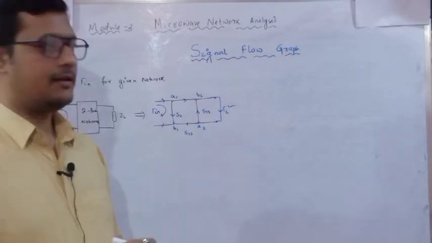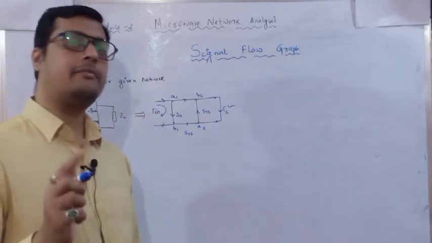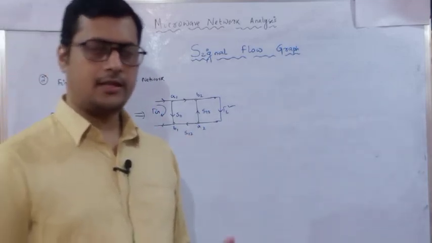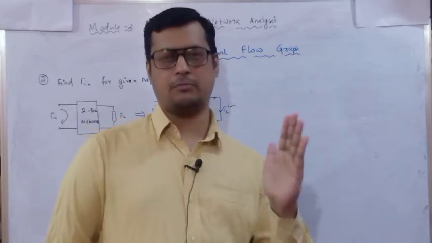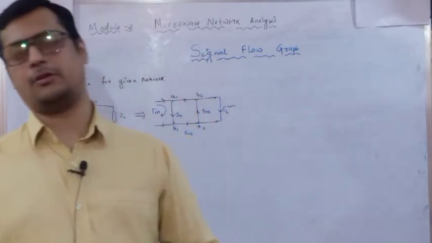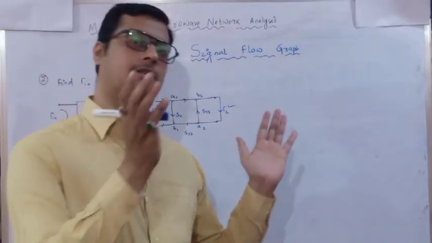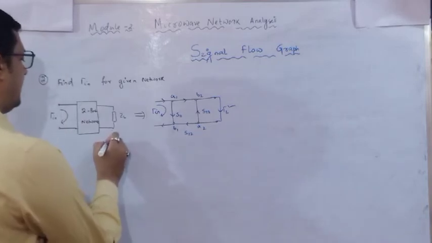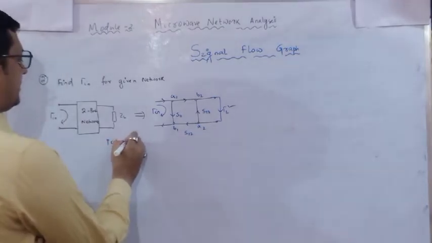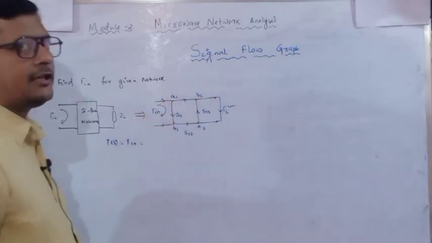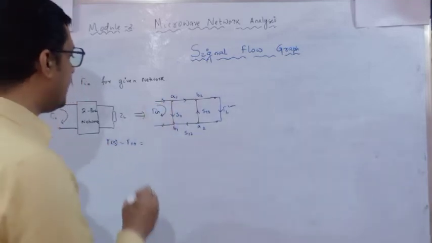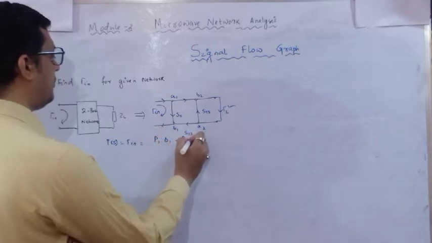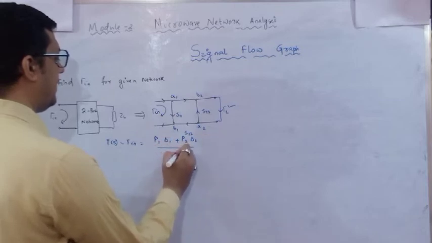It is simple. First of all, you need to identify how many forward paths are there. Then you have to identify how many loops are there. Then you have to identify how many non-touching loops there are with respect to path 1 and path 2. And then you have to substitute all these things in Mason's gain formula. Since it is a two-port network, my transfer function is nothing but the reflection coefficient at the input side. That is our relation. So here I can write P1 del 1, P2 del 2 divided by del.